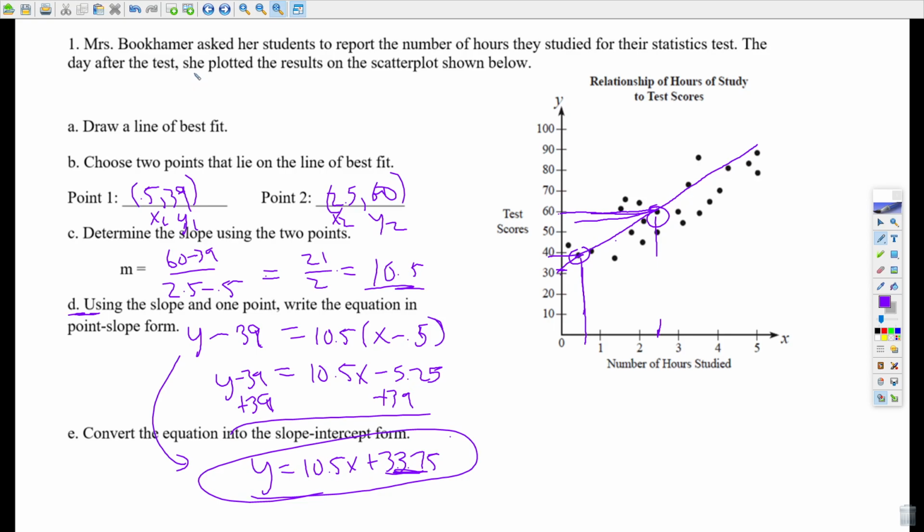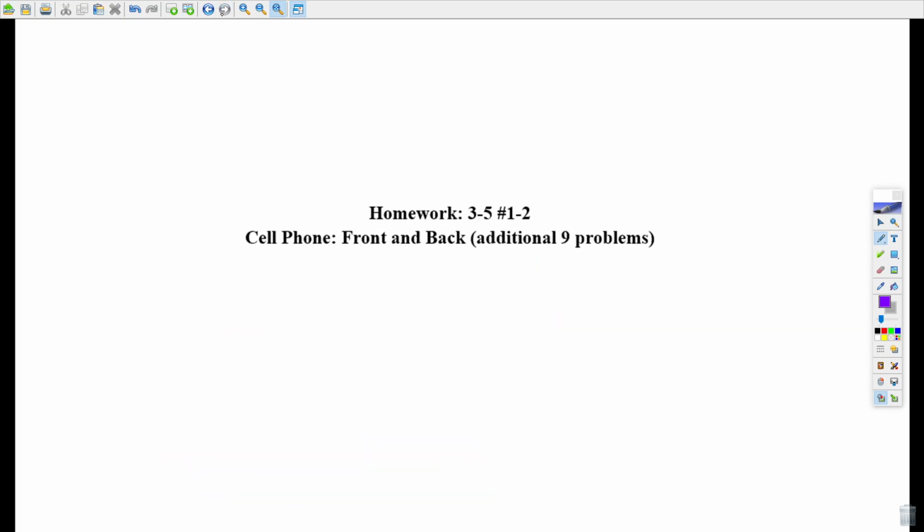There is also a homework that goes with this, and you're supposed to do the front of it. There's 2 questions that are exactly like this, but you have to plot your own points and then draw your line and go through the same steps. That's it. The homework problems are 1 and 2.